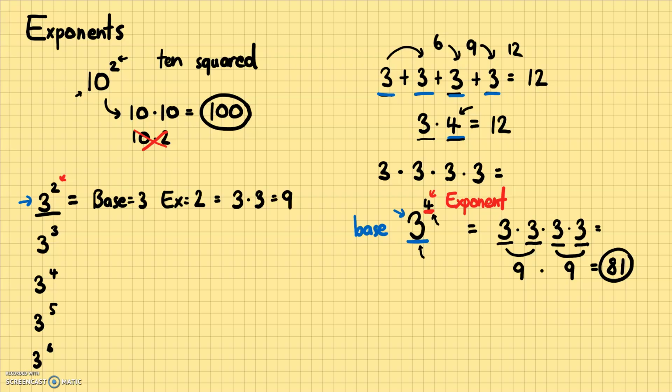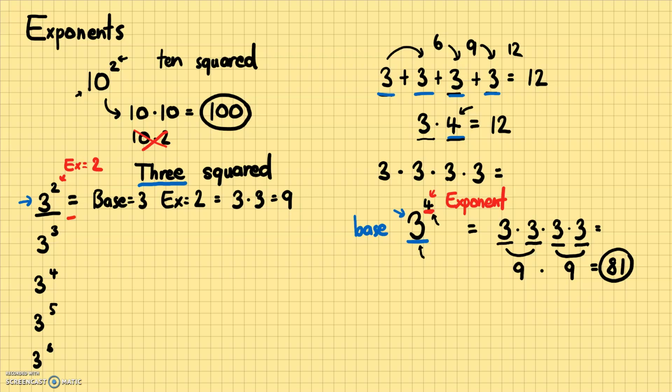And how you read that, we actually went over that. When the exponent is 2, then you read this as the base, 3 squared. Okay, you use the word squared. And it also works for other numbers. If you had a 4 here as the base, that would be 4 squared. If you had a 10 here, that would be 10 squared. Okay, so this is how you read when the exponent is 2.